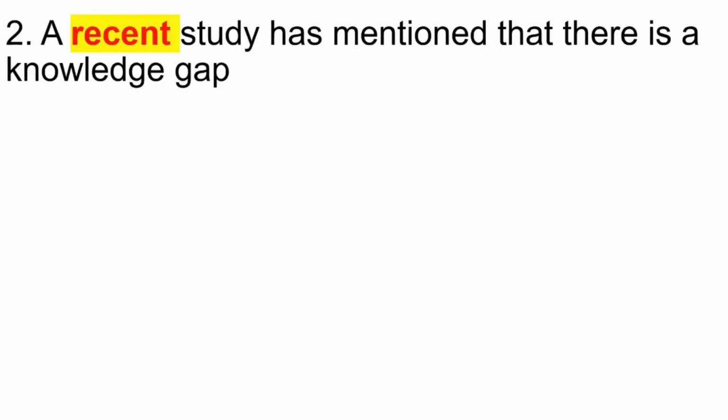The second way to know that there is a gap is that a recent study has mentioned that there is a knowledge gap or that there is a research gap. This is great evidence for you. It is the best way to strengthen your claim that there is a gap in the literature. This is by far the strongest way.